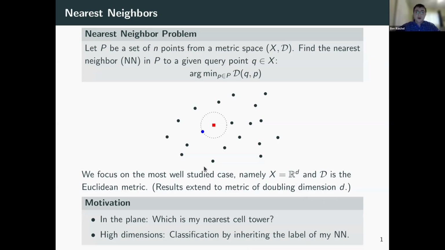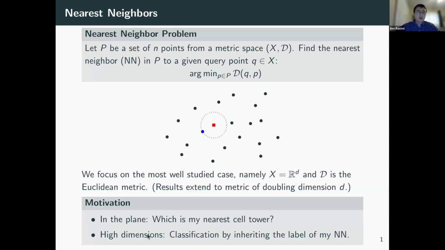So you can ask, why would you study this problem? There's lots of reasons. In the plane, there's a very natural motivation. I have a bunch of cell phone towers. I take out my cell phone. I want to connect to the nearest tower. That's a nearest neighbor query.